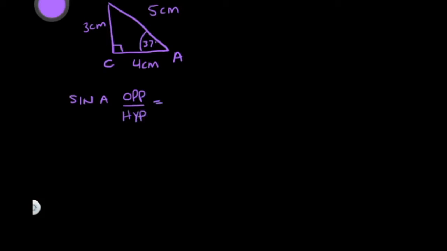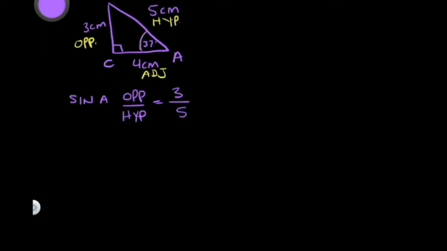Now the opposite is, we can even label this triangle. If we have our right angle here, that means this side is our hypotenuse. If we are using this angle here, this 37 degrees, the side that is across from the angle is our opposite. And this side is touching the angle, so this side is our adjacent. Okay, so back to the question. So opposite over hypotenuse, the opposite is 3, and the hypotenuse is 5.